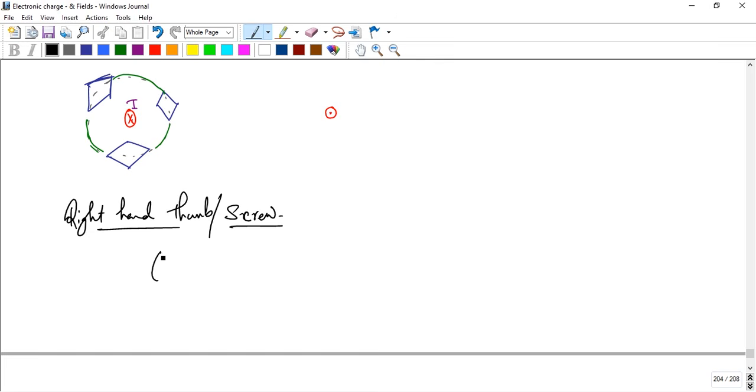So the right hand thumb rule states: the thumb represents the current, and the curl of the other four fingers, rounded like from starting to ending, represents the magnetic field B.